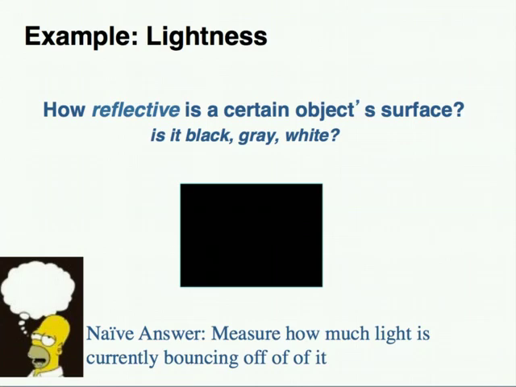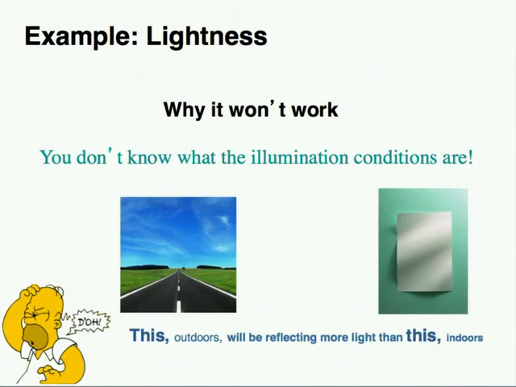The question is, how does our brain figure that out? And so the simple answer would be, well, measure how much light is currently bouncing off of the object. So say if it's bouncing off a lot of light, maybe it's very reflective. But as we said, the problem with that is you don't know the illumination conditions. So you can't just measure how much light is bouncing off an object and say how reflective it is. You have to know how much light there is in the room in the first place, or in the environment. As we said, a dark road in the bright sunlight is actually going to reflect a lot more light than a white piece of paper indoors. And so your brain has to do something considerably more complicated in order to figure out whether an object is white or black. And as we said again, the physical stimulation is ambiguous, and your brain has to overcome that.